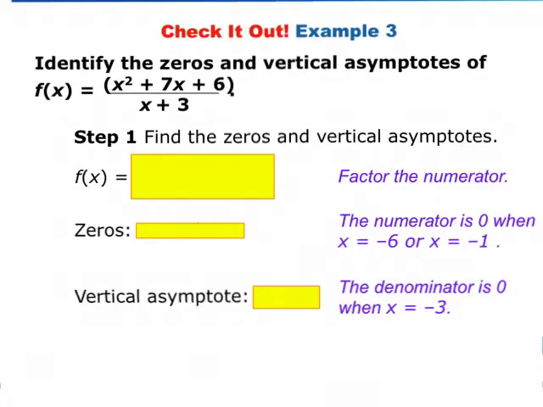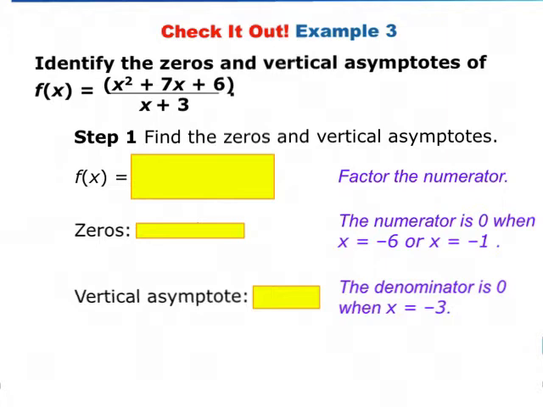Let's have you try this one. Go ahead and pause the video, and as you take a look at it, remember you're factoring the numerator, and then you're finding the x-intercepts and the asymptote using both the numerator and the denominator. Okay, go ahead and pause it.